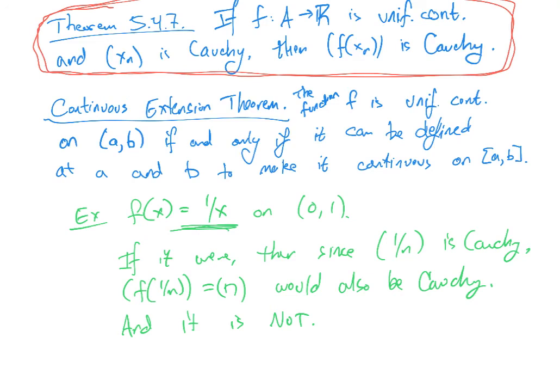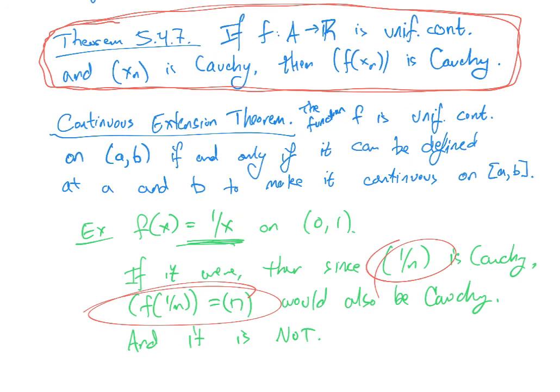So the function 1/x is not uniformly continuous on the open interval from 0 to 1 because we picked whatever Cauchy sequence we wanted, and the sequence of function values is not Cauchy. So it can't be uniformly continuous. I hope I convinced you that the theorem you really need to have available to use on homework problems is 5.4.7. Take a Cauchy sequence. The sequence of function values has to be Cauchy as well.